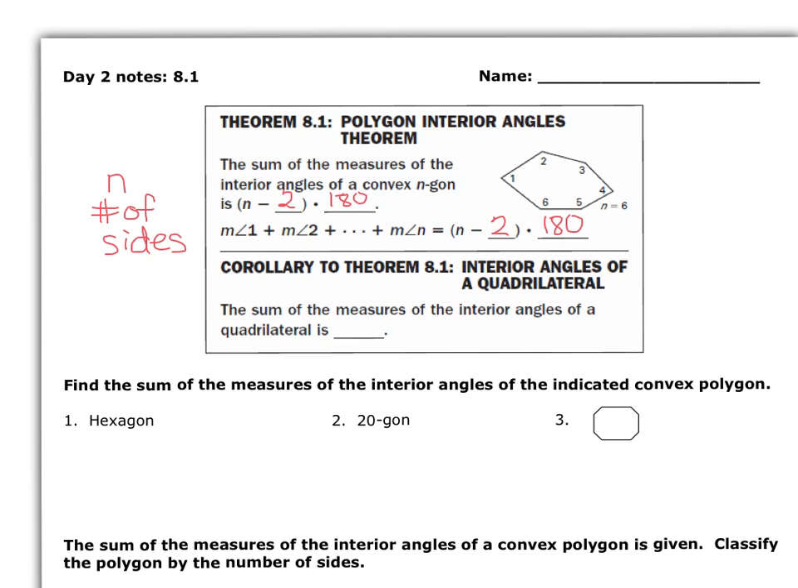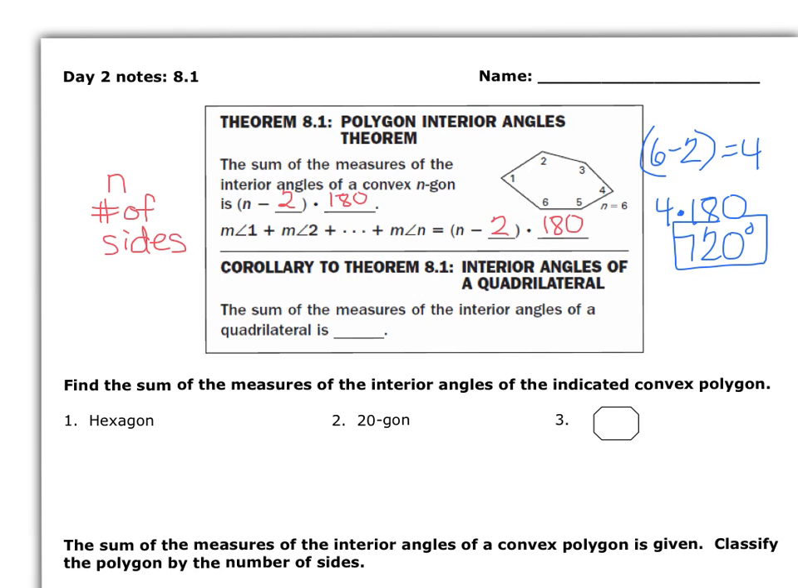So you can see here we have 6. So if I did 6 minus 2, that would give me 4. Then 4 times 180. And so when you do 4 times 180, it's going to give you the measure of all the interior angles, which is 720. So what this is saying is if we actually measured 1, 2, 3, 4, 5, and 6, all of those angles, and added everything up, the total would be 720 degrees.